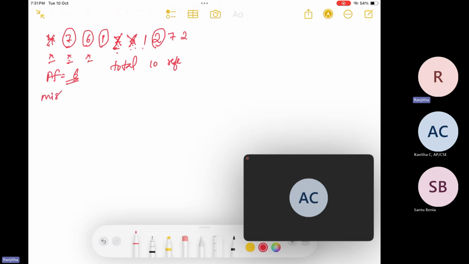So the miss ratio is 6 by 10, which is 0.6, and the hit ratio is 1 minus 0.6, which is 0.4.